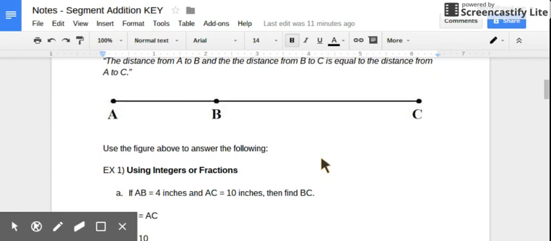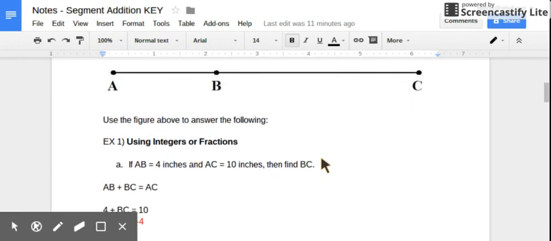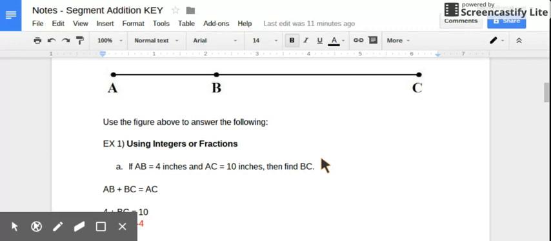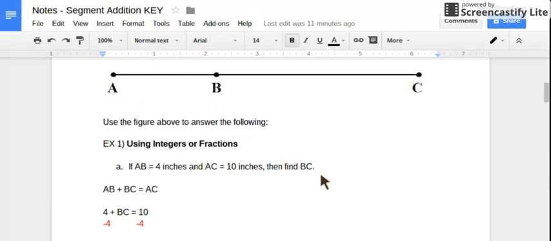We can start off with some easy examples. Just use some numbers or fractions just to get the hang of it. Usually we're told all the information we need to solve the problem. We just got to figure out how to set it up to help us solve. So in this example, we're told that the distance from A to B is 4 inches and the distance from A to C is 10 inches. So what we're missing is this distance from B to C.